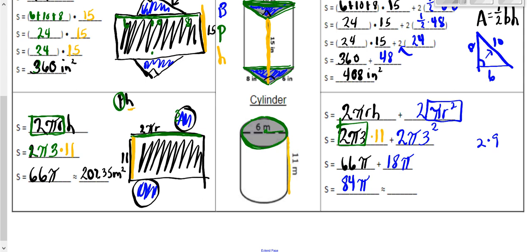Now in my calculator, I can type in 84 times pi. And we get approximately 263.89. Let me change those colors. So this is representative of my total surface area, my lateral, and my 2 bases.